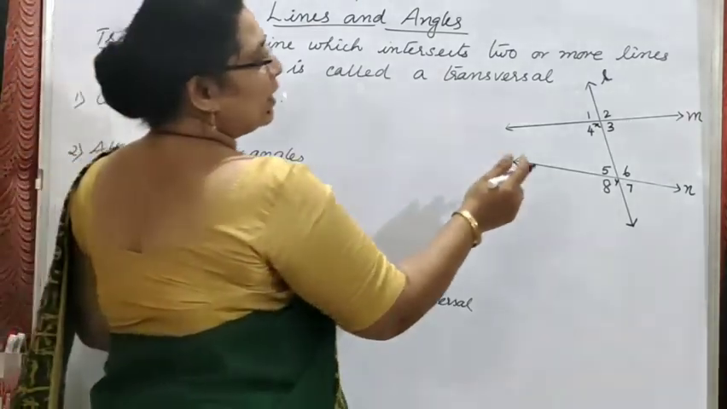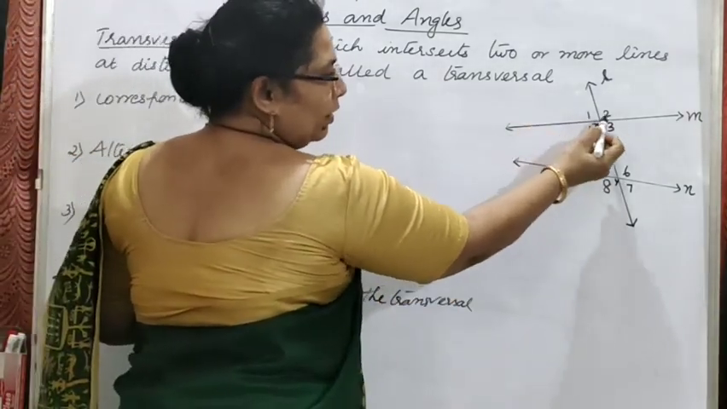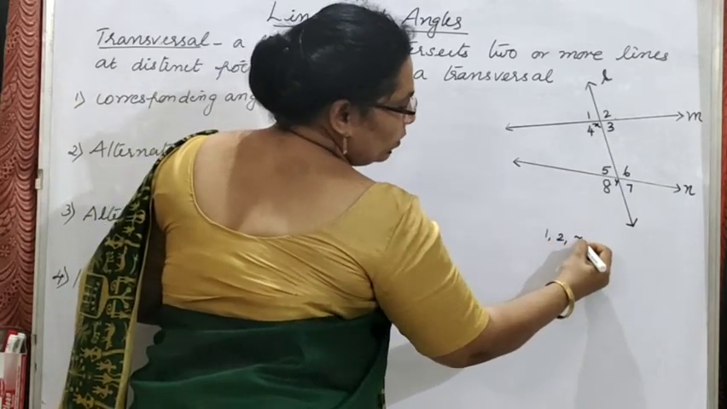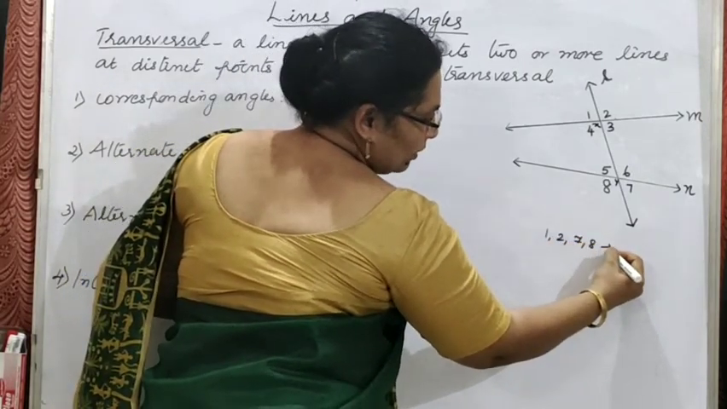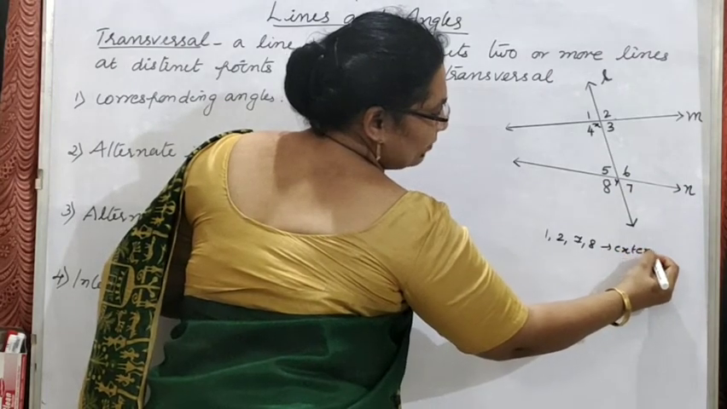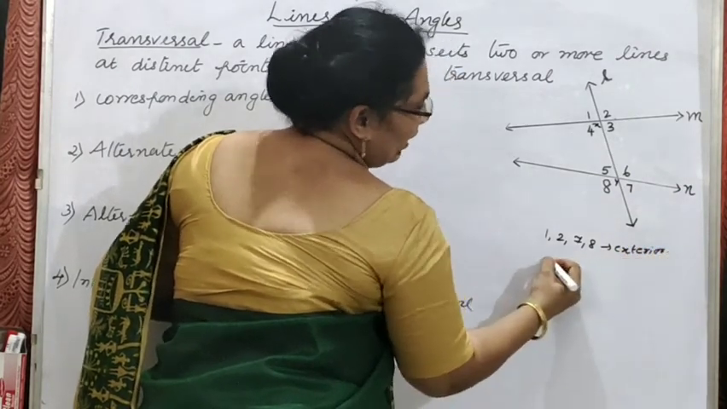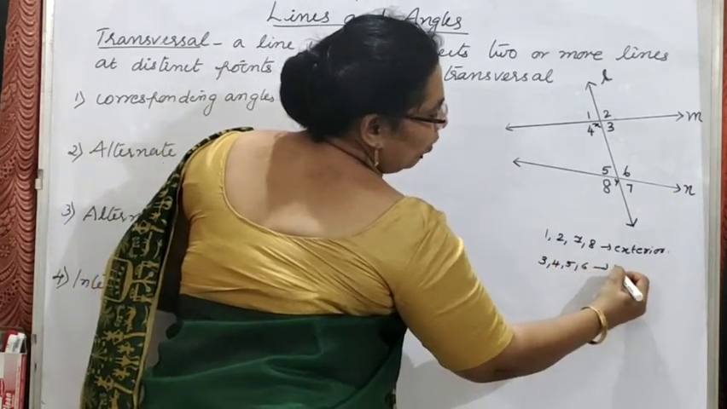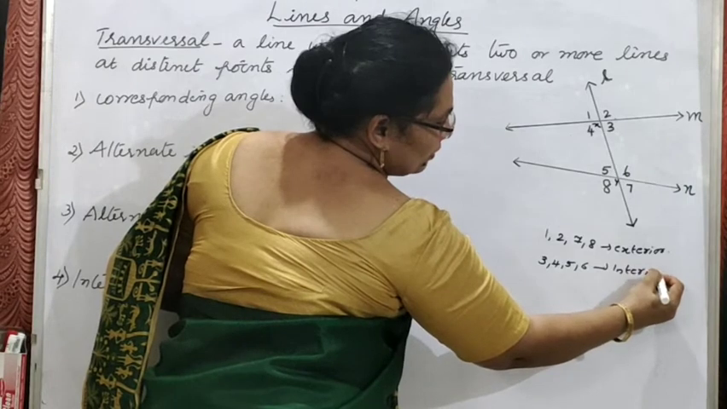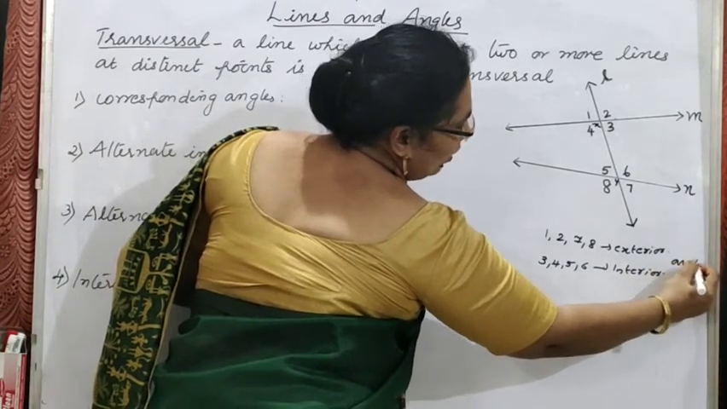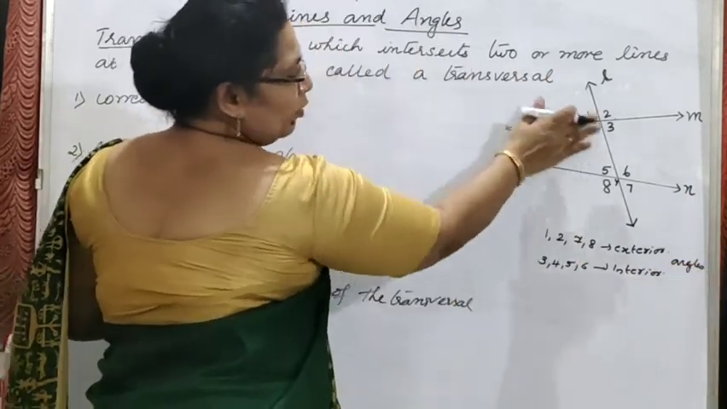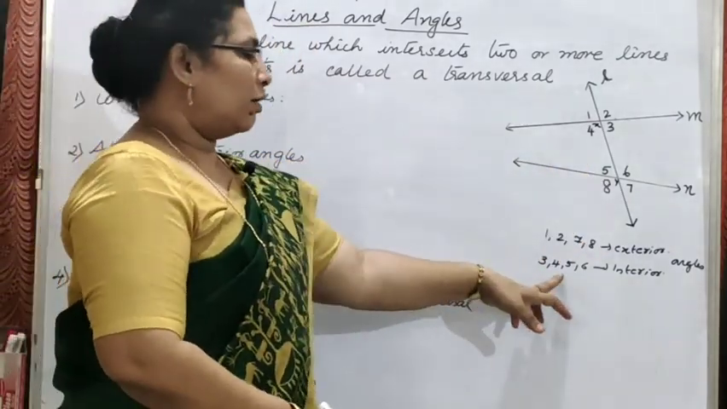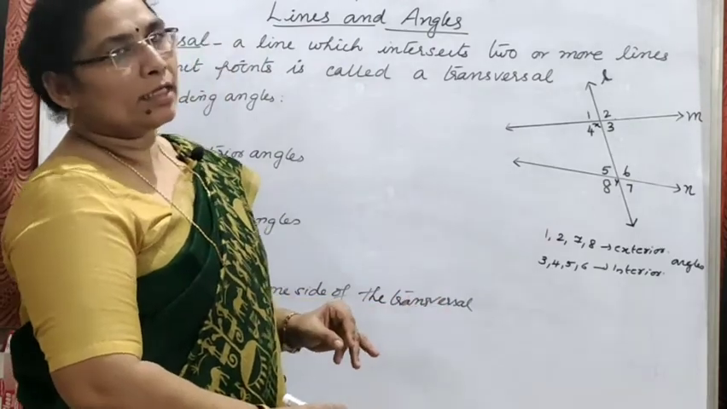Exterior angle means outside the line. 1, 2, 7, 8 are marked. They are exterior angles. Where 3, 4, 5, 6 are called interior angles. 1, 2, 7, 8 are above the line and below the line, outside, so they are called exterior angles. And 3, 4, 5, 6 are called interior angles.